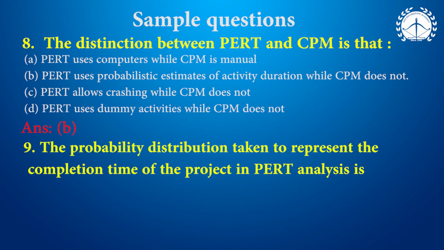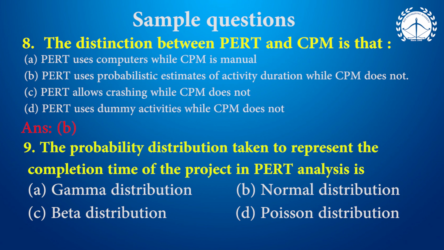And coming to the next question, probability distribution. When we take the probability, there are 2 distributions generally we use. When we talk about activity, it follows beta distribution. When we talk about the entire project, the project duration follows normal distribution. Here the question is the project completion time. It is going to follow normal distribution.